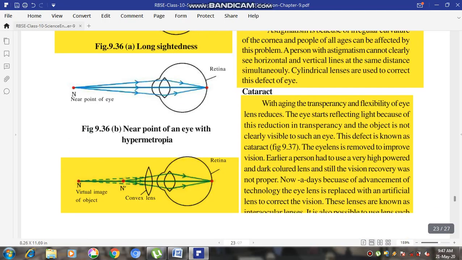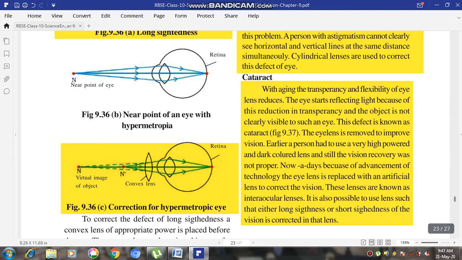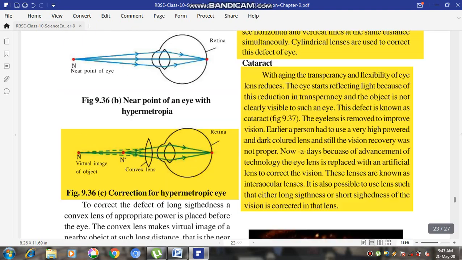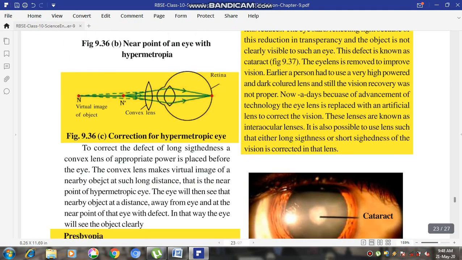So what is the correction? For the correction we use a convex lens. The convex lens helps to converge light at the point of the retina. Before that, the light is converged due to the convex lens, and the image is formed at the point of the retina. So that is the main correction.